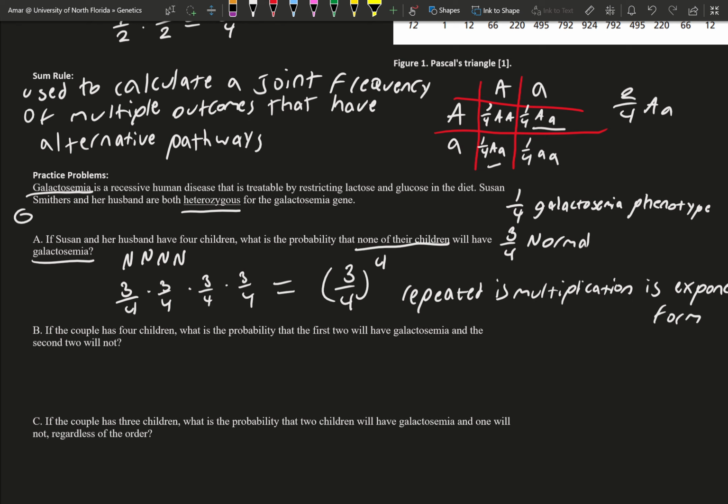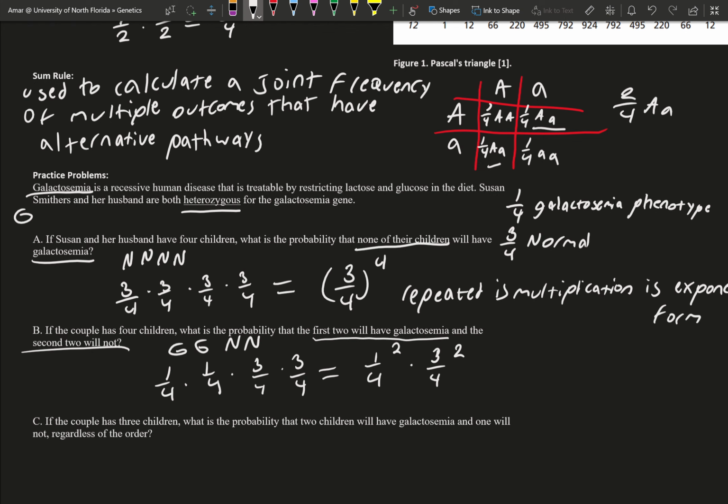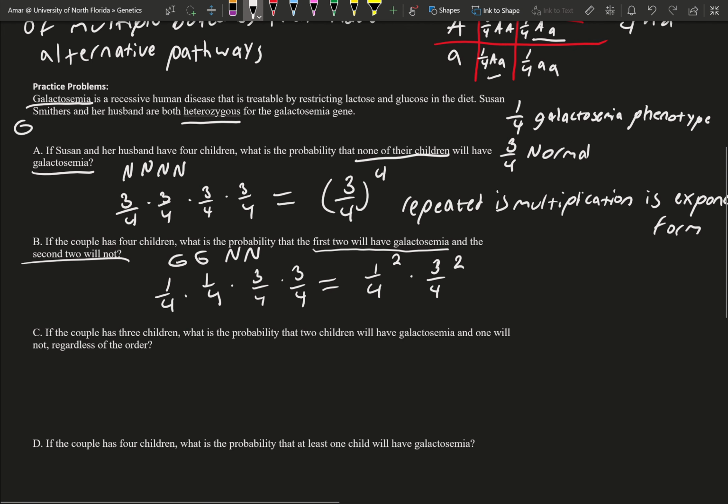For part B, essentially the same thing, but they're looking for a combination where the first 2 will have galactosemia and the second 2 will not. So they would be G, G, normal, normal. So it's essentially 1/4 times 1/4 times 3/4 times 3/4. Or in other words, you can write this down as 1/4 to the 2nd power times 3/4 to the 2nd power as well. Cool. That's all you have to do for part A and part B.